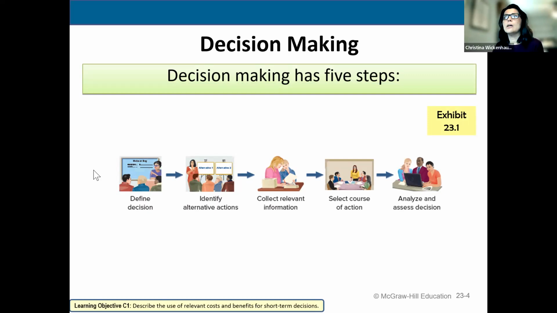And so we're going to define our decision. So in my bakery example, it's like, should we start making cheesecakes? Of course, because they're my favorite. So we're going to define the decision that we want to make for our company. We're going to identify alternative actions. Should I make my own cheesecakes, or should I network with somebody locally who doesn't have their own shop?